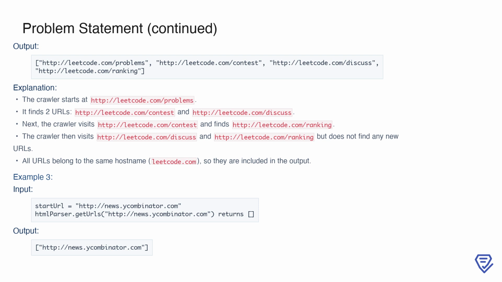All the URLs belong to the same hostname, LeetCode.com, so the output list includes all of them, http://LeetCode.com/problems, http://LeetCode.com/contest, http://LeetCode.com/discuss, and http://LeetCode.com/ranking. This demonstrates the breadth-first nature of the crawling process, where we explore all reachable URLs within the same hostname.